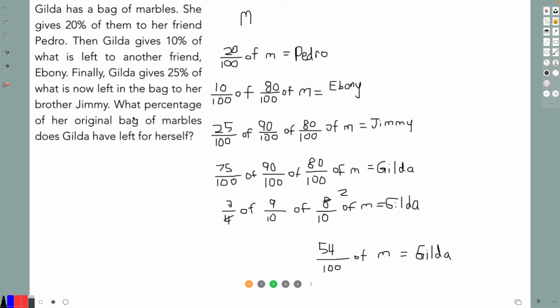And so the percentage of her original bag of marbles that Gilda has left to herself is 54%, because a percent is a portion over 100. And so we have 54 over 100, and that's the portion of 100. So it's going to be 54%.